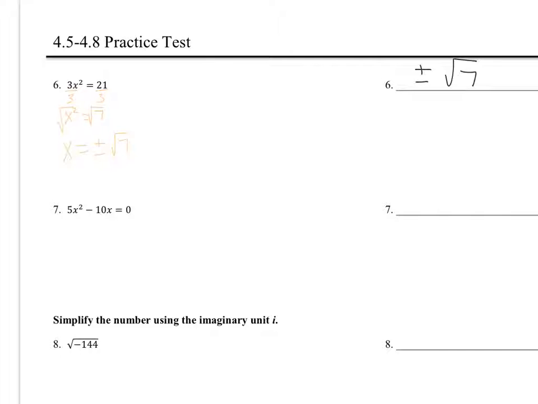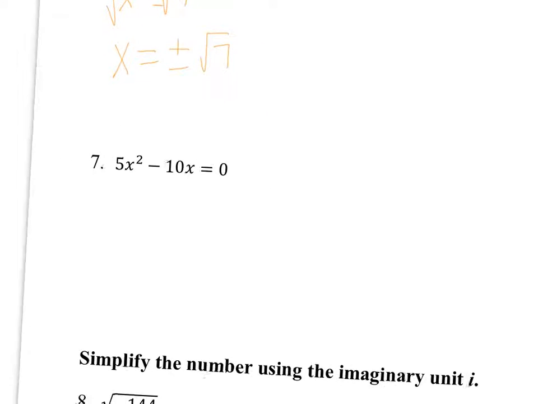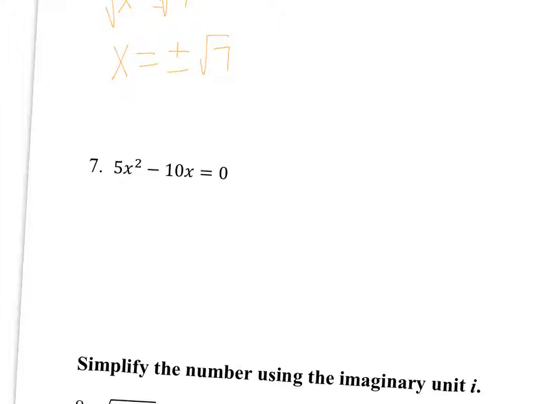Next one. When I'm looking at this, there's two terms. So I think, okay, what do they have in common? What can I take out? They're both divisible by a 5 and an x. So if I take out a 5 and x for the first term, that's just x. If I take out another 5 and x for the negative 10, that's a negative 2. And I took out that x, so the x is gone.